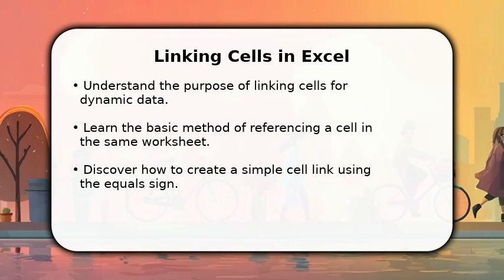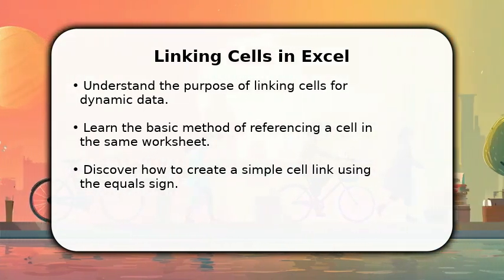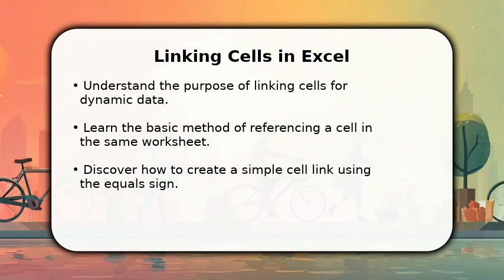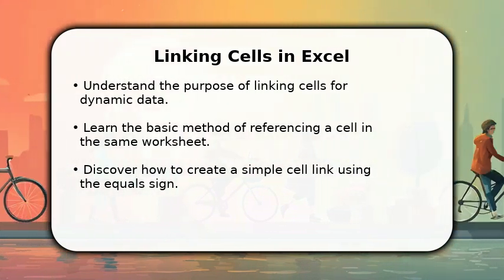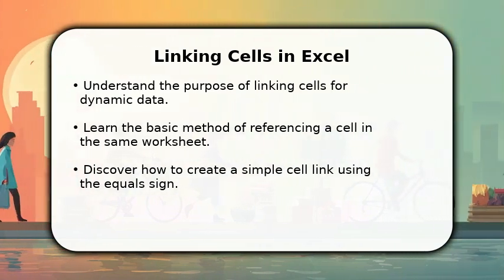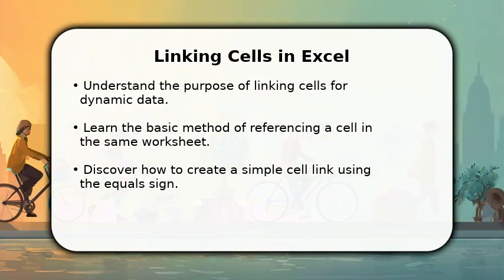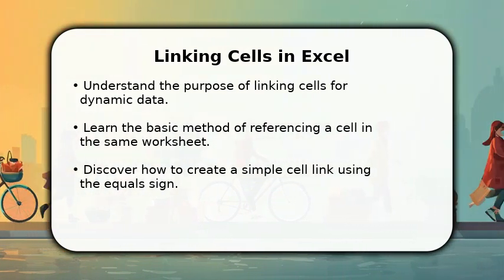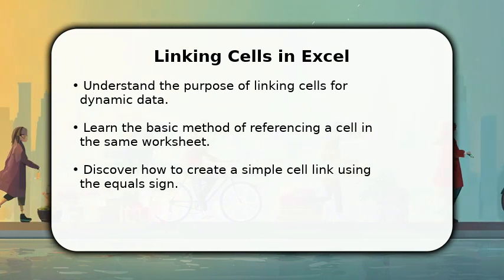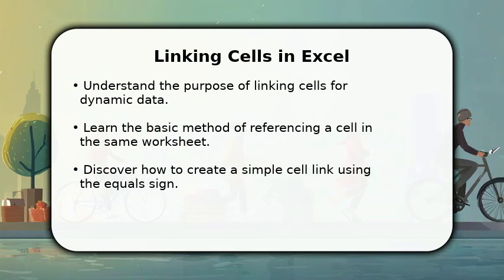In this video, I will explain how to link a cell in Excel. To begin, select the cell where you want the linked data to appear. Type an equals sign, then click on the source cell you wish to link. Press Enter, and Excel will display the content of the source cell. This simple method creates a dynamic connection, ensuring your data updates automatically whenever the original cell changes. It's a fundamental skill for efficient spreadsheet management.